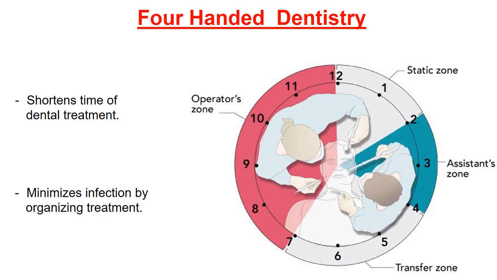Extraoral dental radiography is important and it is recommended to be used. Four-handed dentistry is very important because the dentist and the assistant work together. They shorten the time of dental treatment and minimize infection by organizing the treatment. So the dentist has to be behind the patient so that if the patient coughs, he will cough in front of him, away from the dentist and the assistant.